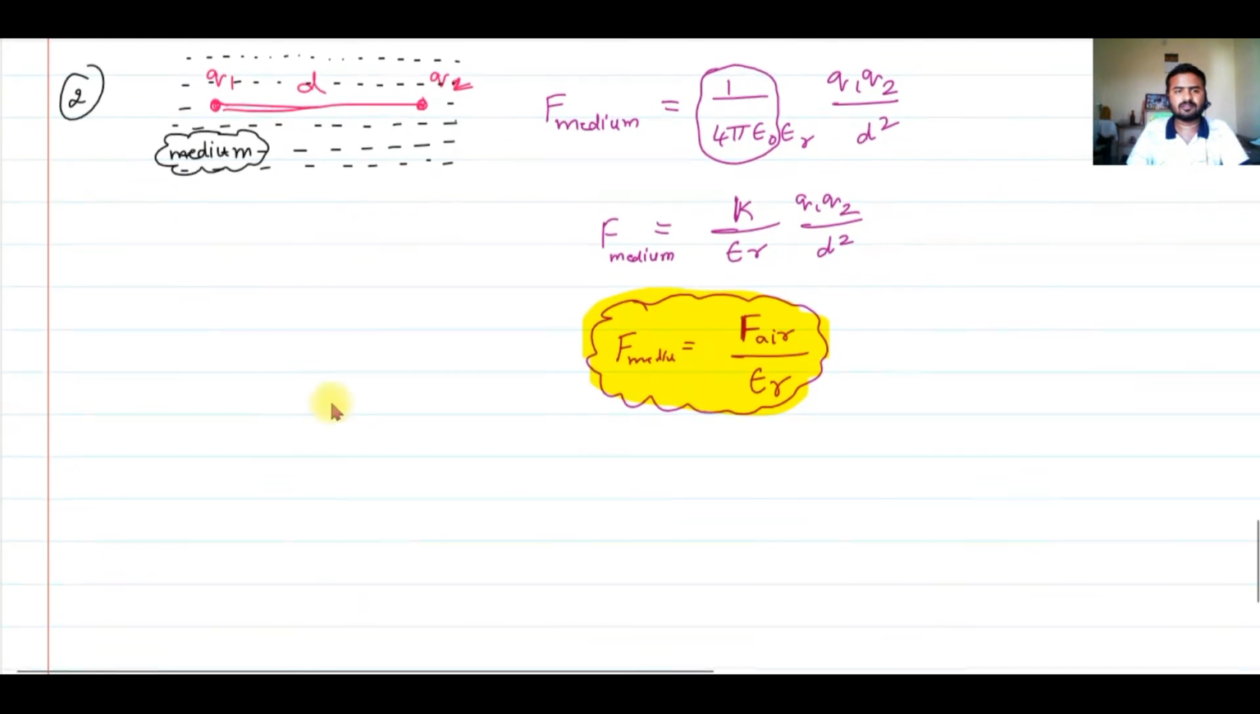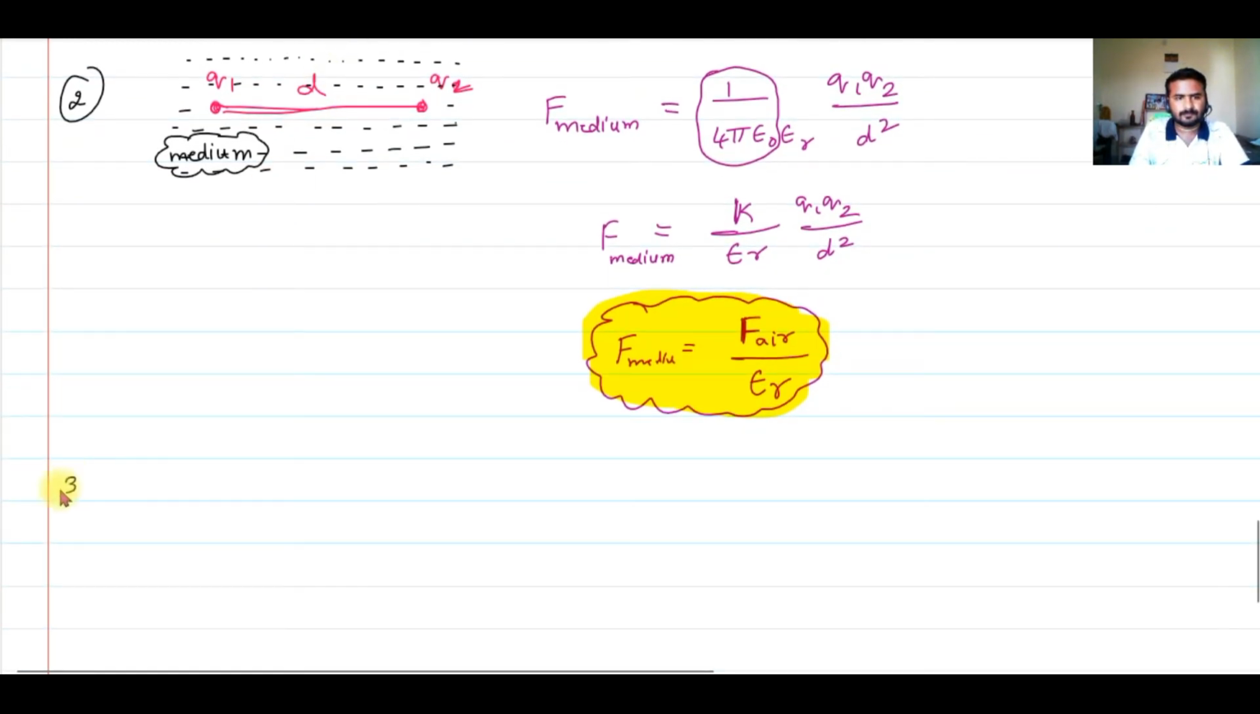Okay. Now from this we're going to define epsilon r. Epsilon r is nothing but F air divided by F medium. This is an important question for CBSE, and even if you are studying in a state board, this is going to be very important. They will ask how do you define relative permittivity of a medium? You can write the relative permittivity of a medium is defined as ratio of, you can start like that.